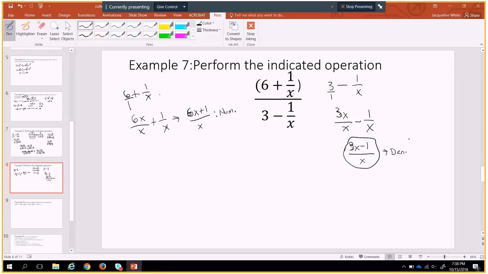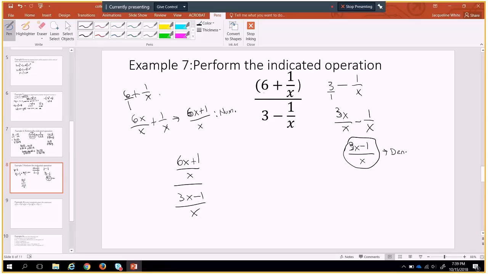D-E-N, the den. Okay, so now we have our numerator, now we have our denominator. Now let's combine it to become one operation as 6x plus 1 over x all over 3x minus 1 over x.